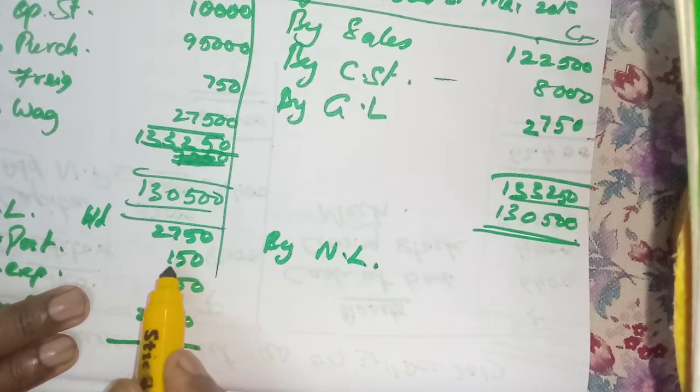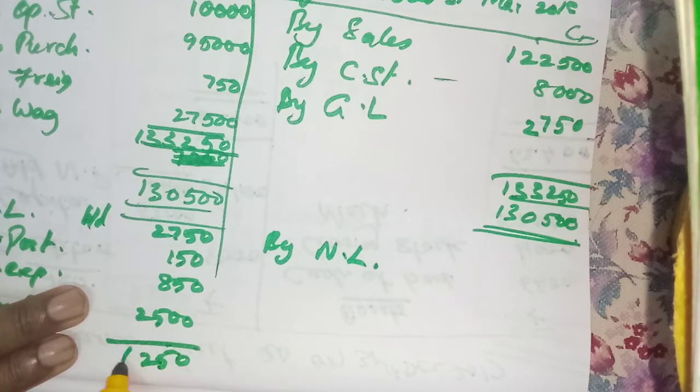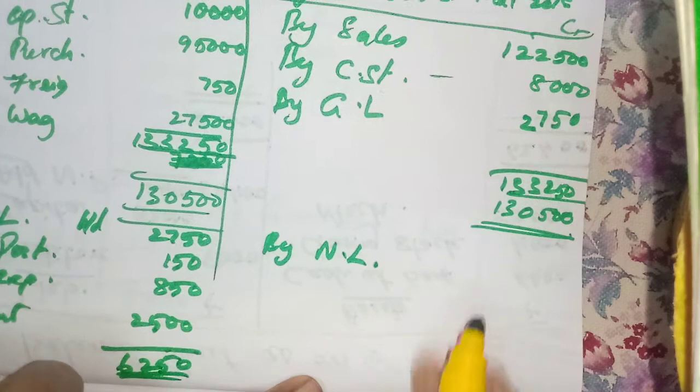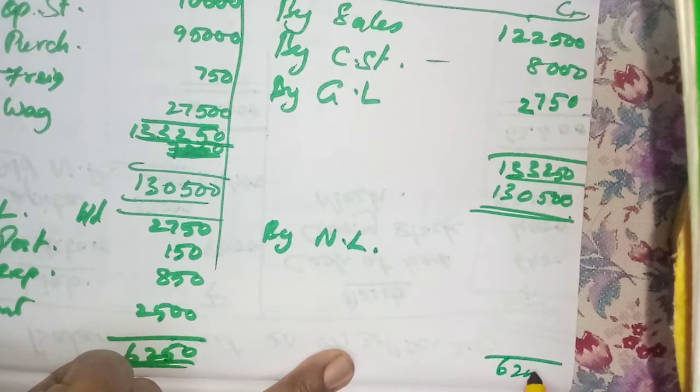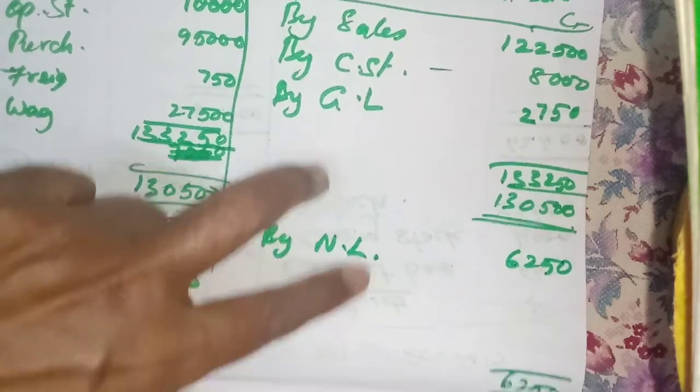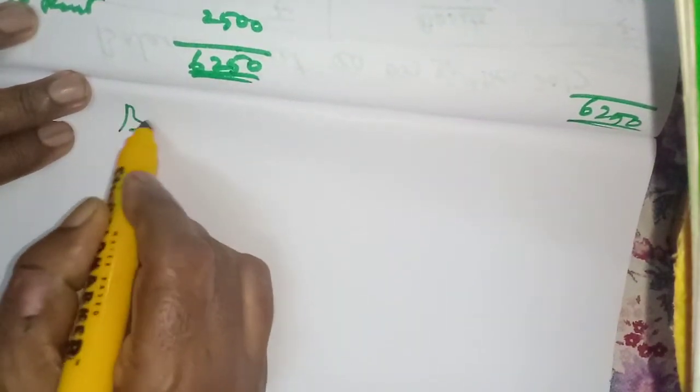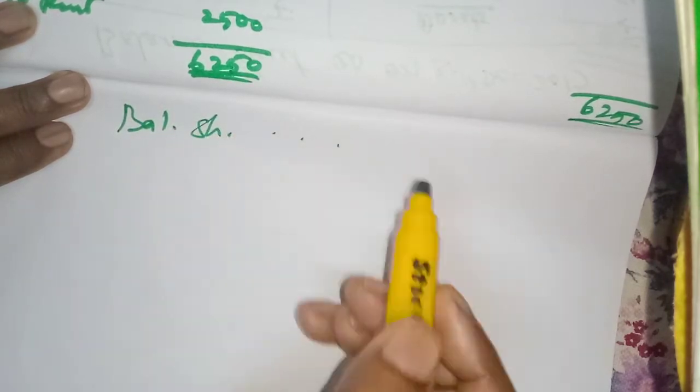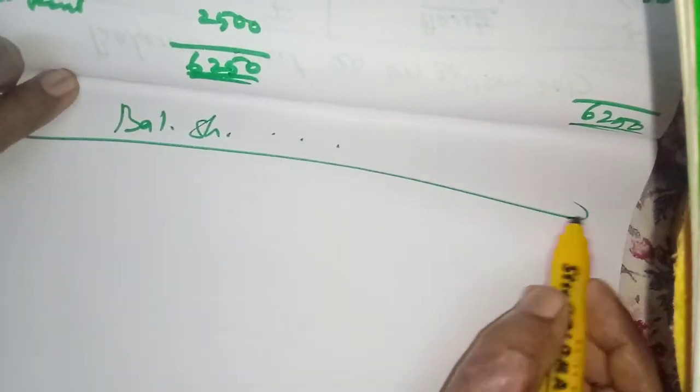15. Balance 1, 8, 9, 17, 22. Balance 2, 4, 6. 6,250. Now we will prepare the balance sheet. Okay, balance sheet as on, you have to write.